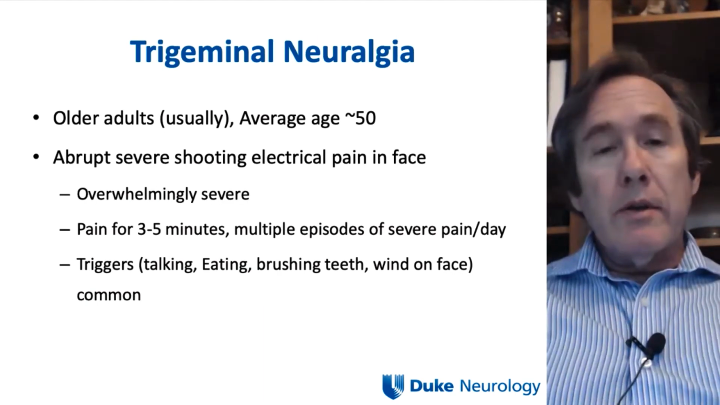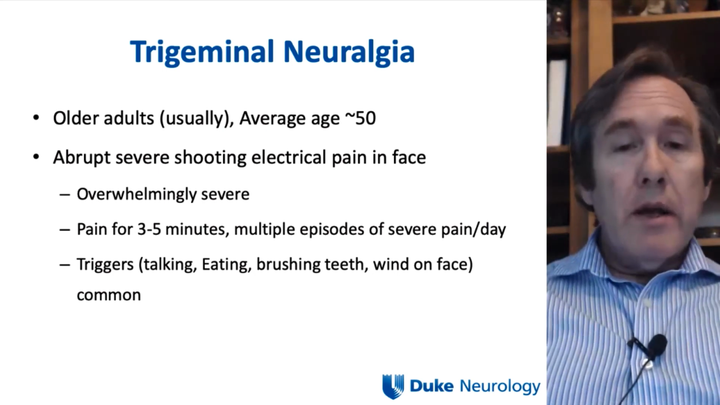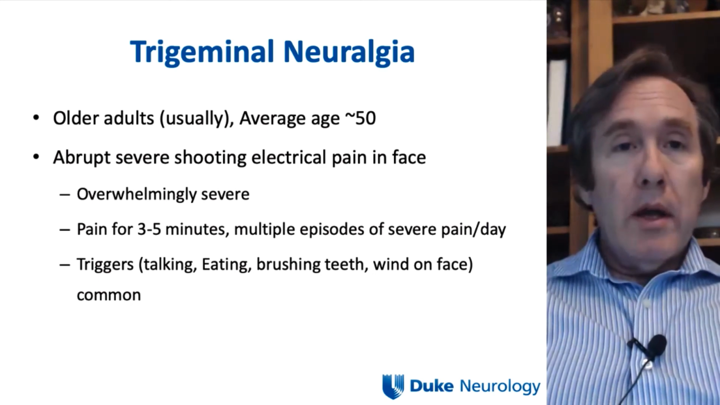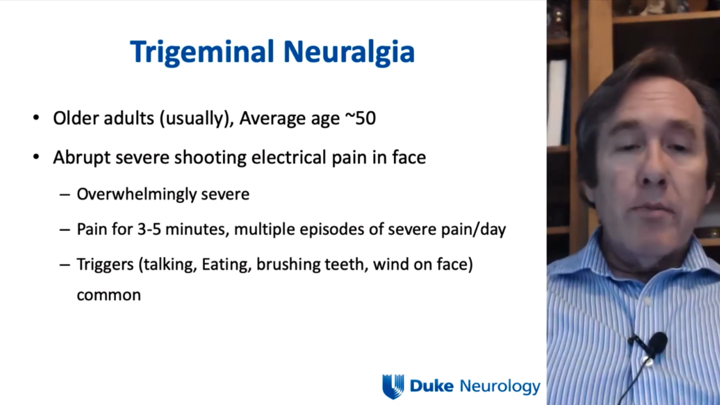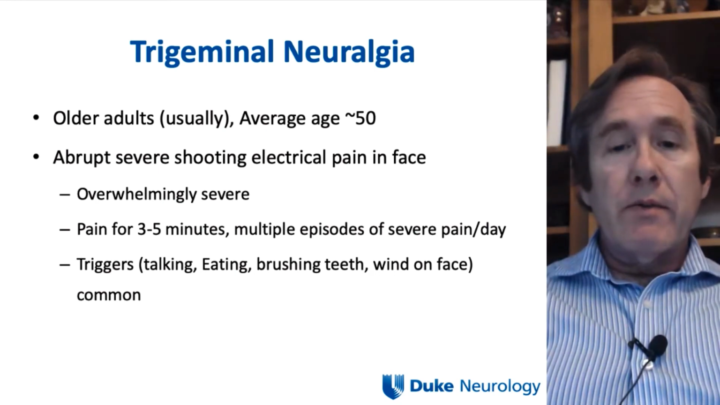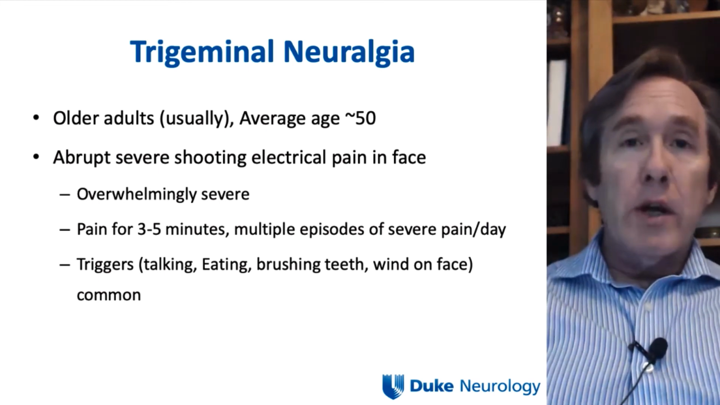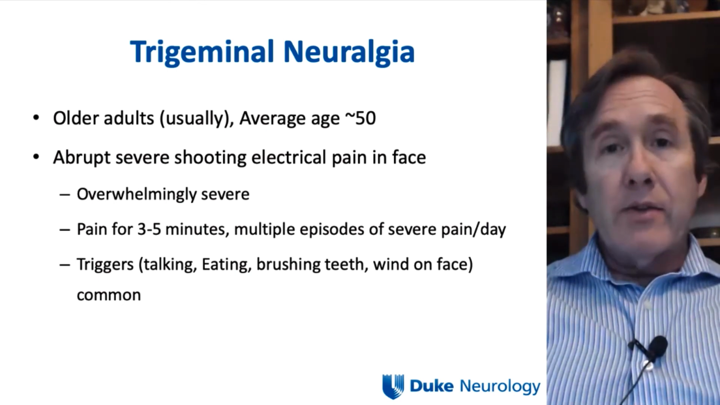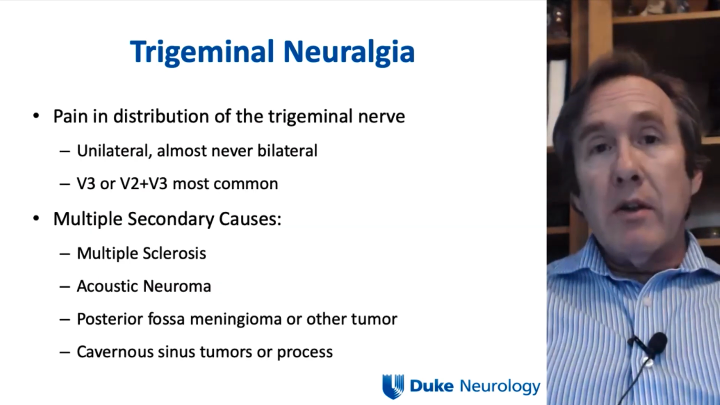Trigeminal neuralgia is another rare headache disorder that is seen occasionally in primary care clinics. This typically affects older adults, and the average age of onset is approximately 50 years old. This normally begins as a severe shooting electrical stabbing pain in the face that comes on abruptly and lasts for 3 to 5 minutes at a time. The pain is overwhelmingly severe, occurs in multiple episodes per day, and is often triggered by talking, eating, brushing the teeth, wind on the face, or makeup and shaving. The pain is described as overwhelmingly severe by patients.